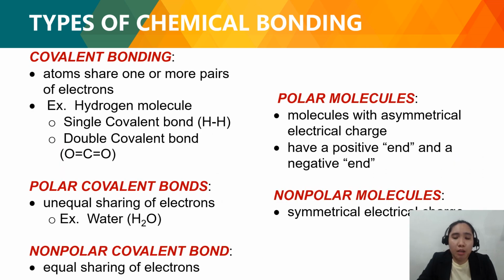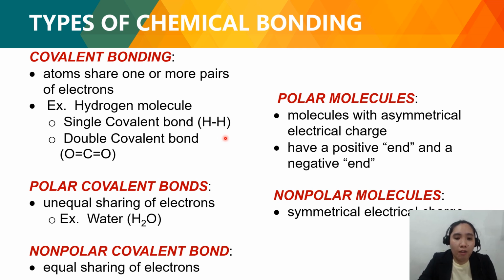Other types of chemical bonding include your covalent bonding, in which atoms share one or more pairs of electrons. For example, your hydrogen molecule. So you have here your single covalent bonds. Ito yung isa lang yung bonding nila, but then you'll be able to see also the double covalent bonds. So the more bonds you have in this type of bonding, mas rigid yung connection nila. Okay? Hindi sila madaling i-break.